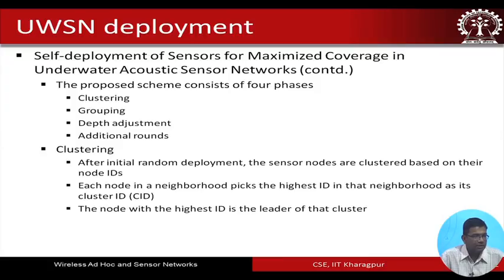In this particular scheme, the Akaya and Newell scheme, there are 4 phases that have been considered: the clustering phase, the grouping phase, the depth adjustment phase, and the additional rounds phase. In the clustering phase, after initial random deployment, the sensor nodes are clustered based on their node IDs, and each node in a neighborhood picks the highest ID in that neighborhood as its cluster ID. So, the cluster IDs are selected. The nodes are initially deployed randomly, and the clusters are formed. The node with the highest cluster ID is selected as the leader of the cluster.